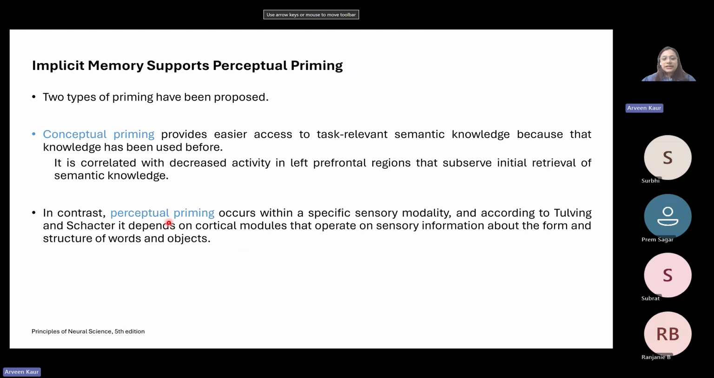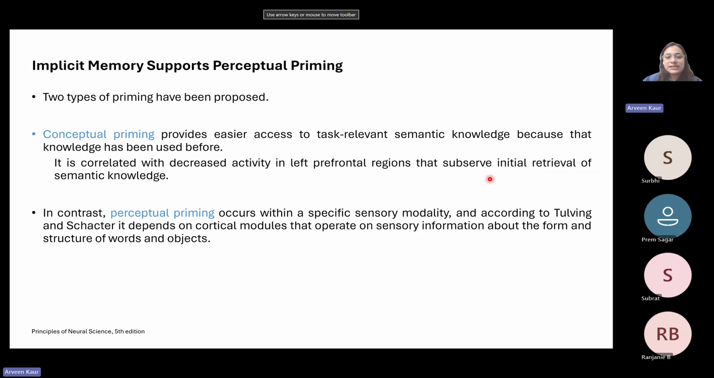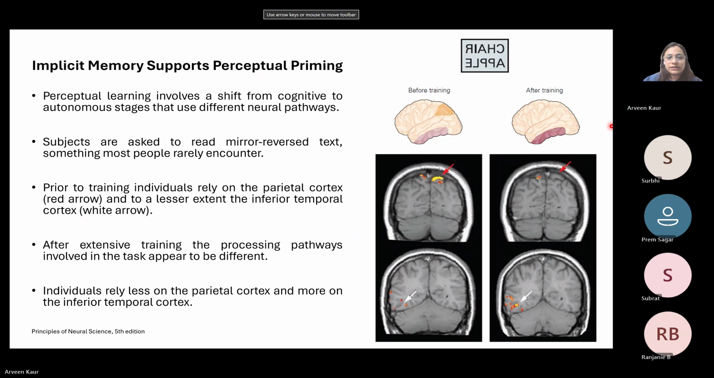In contrast, what is perceptual priming? It occurs within a specific sensory modality, and according to Tulving and Schacter, it depends on cortical modules that operate on sensory information about the form and structure of words and objects. So we'll come to examples and then you'll understand better, right? So we are saying that it is supporting perceptual priming instead of conceptual priming, right? So what does this mean?